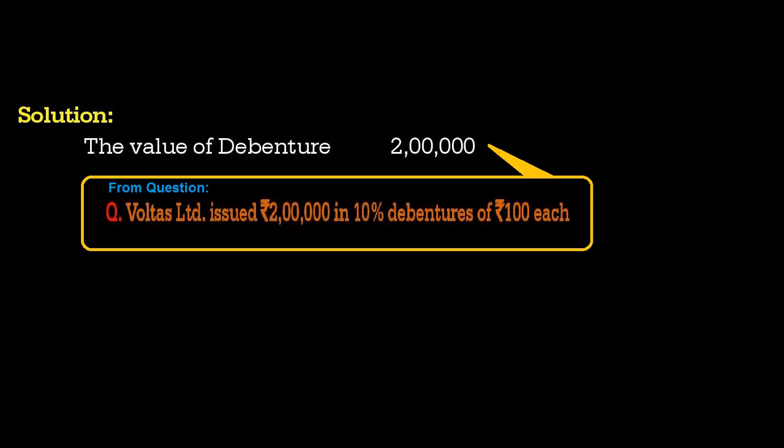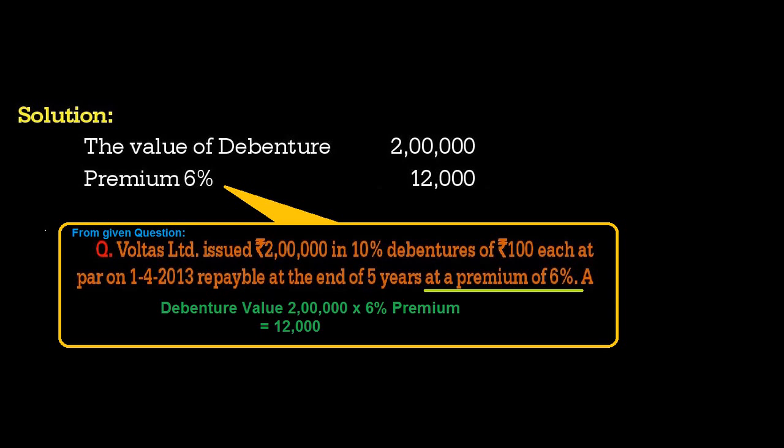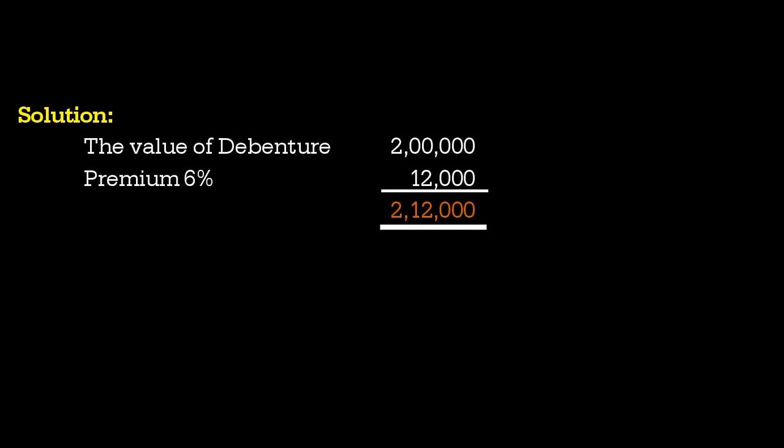Solution. Here the value of debenture is 2 lakh and it is redeemed at a premium of 6%. So 6% premium on 2 lakh comes to 12,000. So total 2 lakh 12,000. Now we have to see what is the annual appropriation from profit.